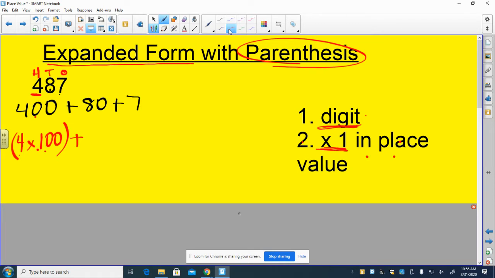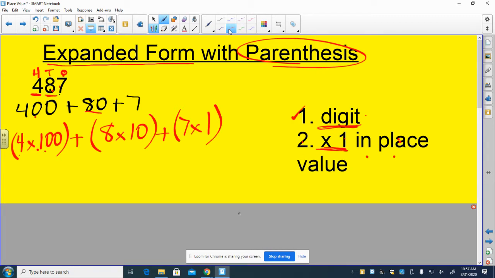Then you use the plus sign and put another parenthesis. The next digit we have is an 8. Okay, what street is that 8 on? Tens. So 8 times 10. And you know that 8 times 10 would give you 80. Close your parenthesis, that's going to make another group, and put a plus sign. 7 on 1 street. So we take the digit and then times 1 in that place value. Well, 1 is just 1. So that is expanded form with parentheses.